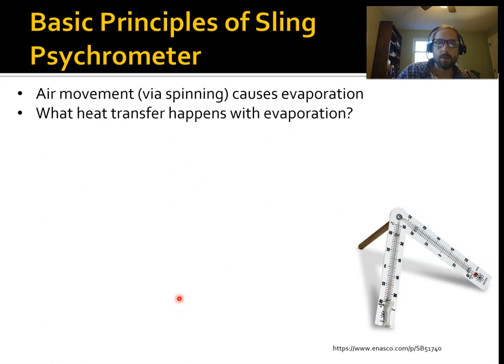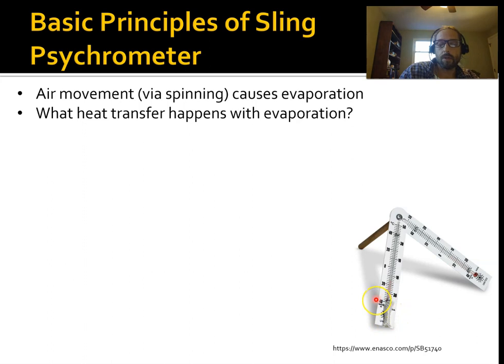And I want you to think about what is the heat transfer that occurs with evaporation. Does it pull heat from the air, or does it dump heat into the air? This harkens back to the last few lessons. Remember, to evaporate something, you have to add heat to it. So when the water evaporates off of this wet wick, it pulls heat from the air, and it pulls heat from the thermometer as well. It pulls heat from everything around it, just like when sweat dries on your skin, it makes your skin cool because of the evaporation. Well, the same thing happens here.